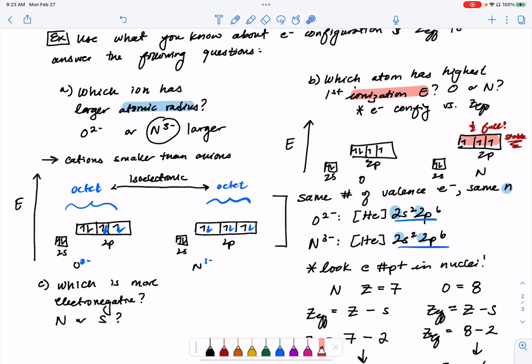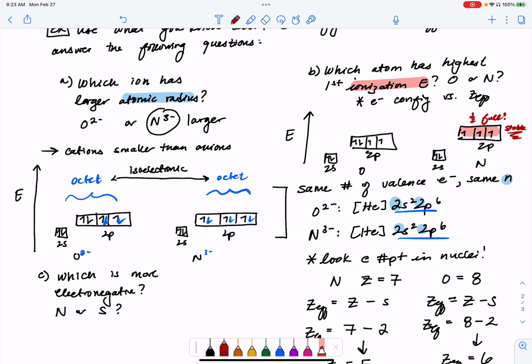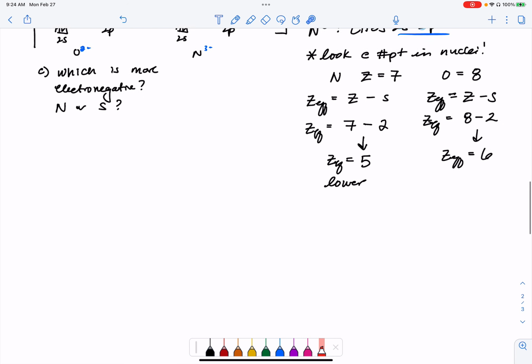In fact, if we were to remove an electron from oxygen, we would find that we would have full and half full. So that would be even a little bit more favorable, even though it's easier to add 2 than it is to remove that 1. So the answer here is actually nitrogen. So even though the nitride ion had the larger atomic radius, we see that the nitrogen atom itself has the highest first ionization energy because of the stability of this valence orbital. So you always got to check both.